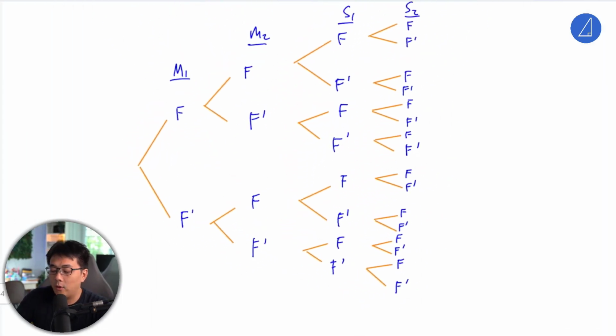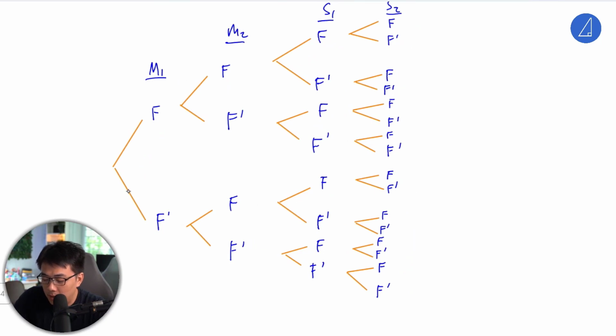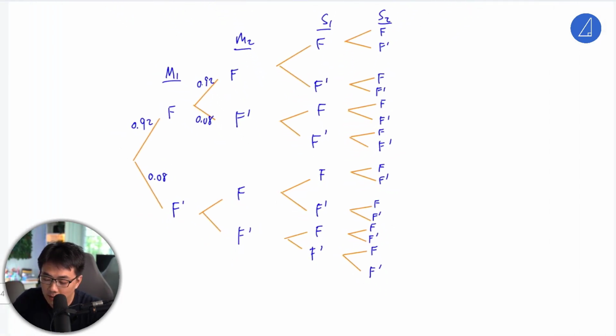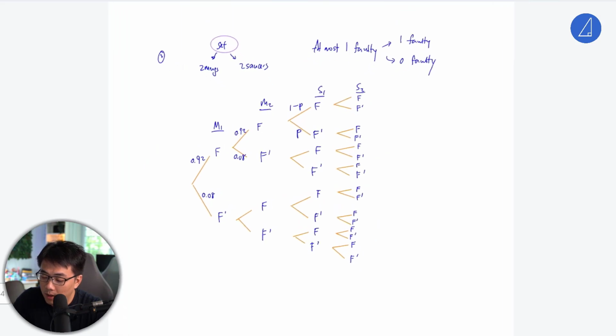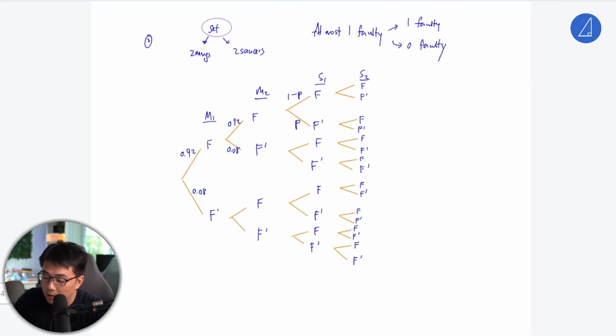Then we know that for a mug to be faulty, it will be 8%, so 0.08. This will be 0.92, right? Similarly, this is 0.92, 0.08. They're all independent, so that's a nice thing here. Faulty saucer will be P, and this will be 1 minus P. Look at which branches we need. So 0 faulty is the easiest.